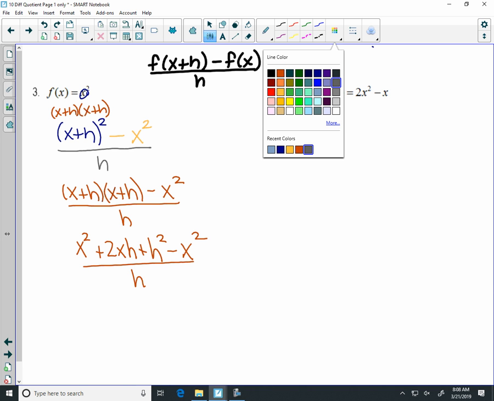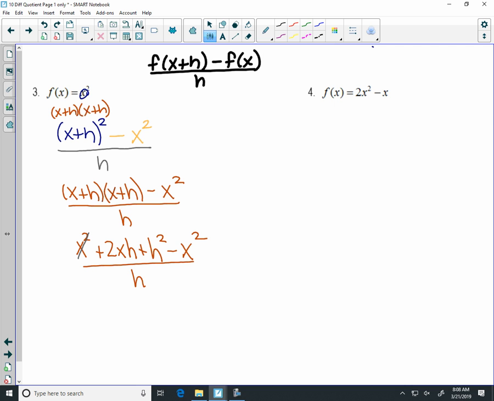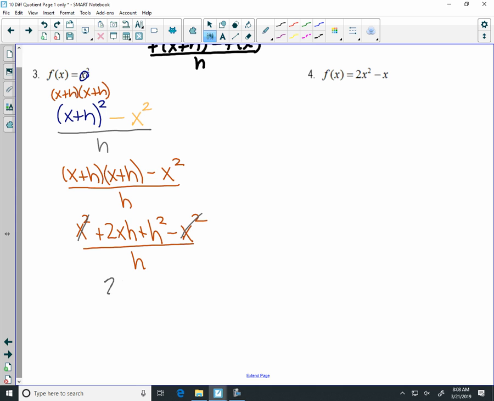With the last one, I could cancel a ton. Here I can just cancel those x squareds. I have one positive and one negative. So what I'm left with is 2xh plus h squared all over h. Be careful here and don't just cross out. I would factor before I cancel. Both of these terms have an h in common. When I factor out the h from 2xh, I'm left with 2x. When I factor out the h from h squared, I'm just left with an h. Now I can legally cancel.